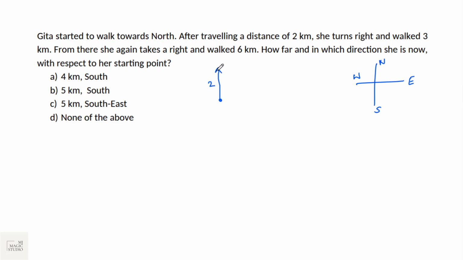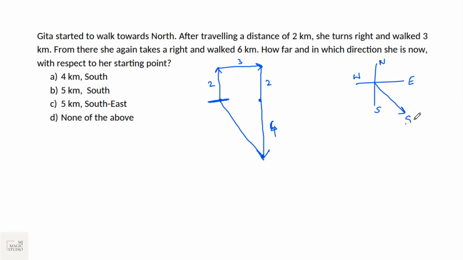After traveling a distance of 2 kilometers, she turns to her right, means my right, and walks 3 kilometers. From now she again takes a right turn and walks 6. That means right means towards south. 2 and make this 4. 6. This is 4. How far and in which direction she is now with respect to the starting position?